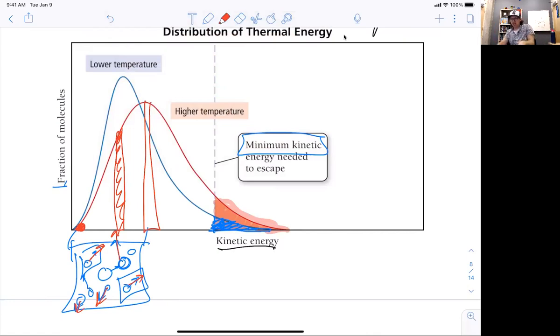So if instead of leaving that ether at room temperature, 20 Celsius, you leave it on a hot day or you put it in your hand, it's now 37 Celsius, it's going to evaporate a lot quicker because more molecules have enough energy to escape.